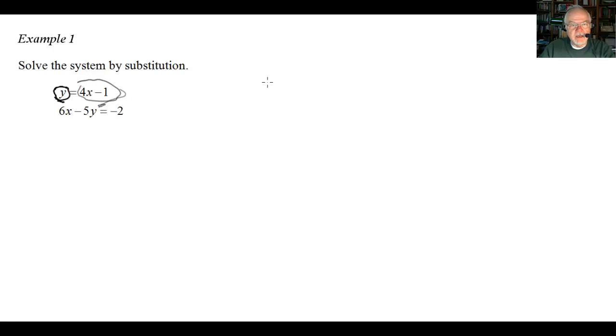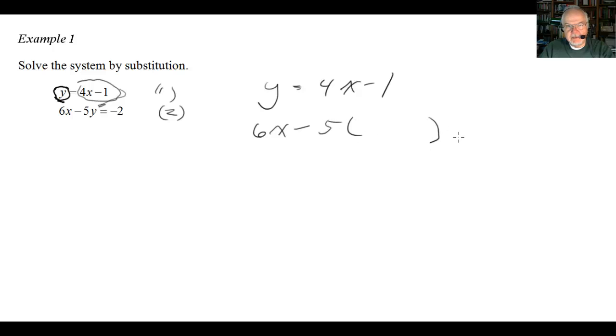So what do we have? We have y equals 4x minus 1. All right, and that's our first equation. But our second equation is the one we're going to do the substitution in. We have 6x minus 5, now instead of putting a y, I'm going to put a parenthesis in here, equals minus 2. Then I'm going to take this thing and plop it in here. So that's 4x minus 1.